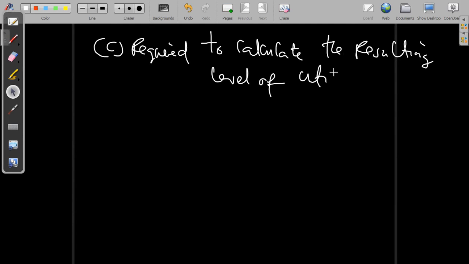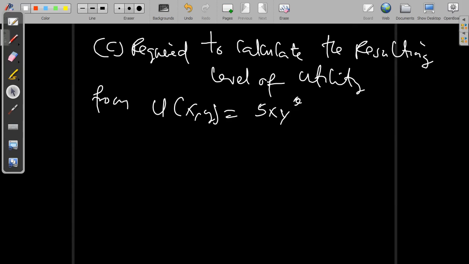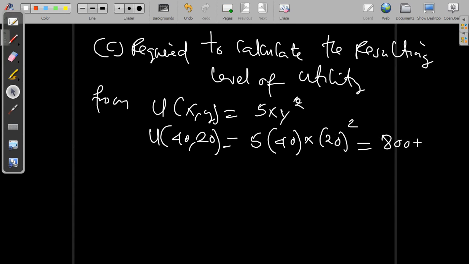So the resulting level of utility is obtained by taking the utility function, that is 5xy squared. Now plug in the quantity of x and the quantity of y that we've obtained, that is 40, 20. When you plug in 40 times 20 raised to the power of 2, it will give you 80,000, as you observe. So we can conclude that the level of utility is equal to 8000. So this is simple, as you observe. So the resulting level of utility is equal to 8000.